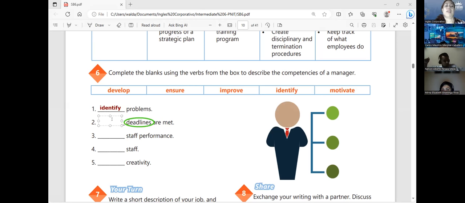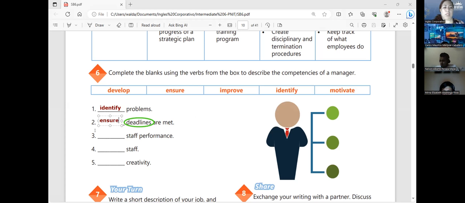Ensure, maybe. Yeah, ensure. Good. Ensure deadlines are met. It means to make sure that you comply with the deadlines. Okay, you understand the word comply, right? It's very similar to Spanish. Comply.